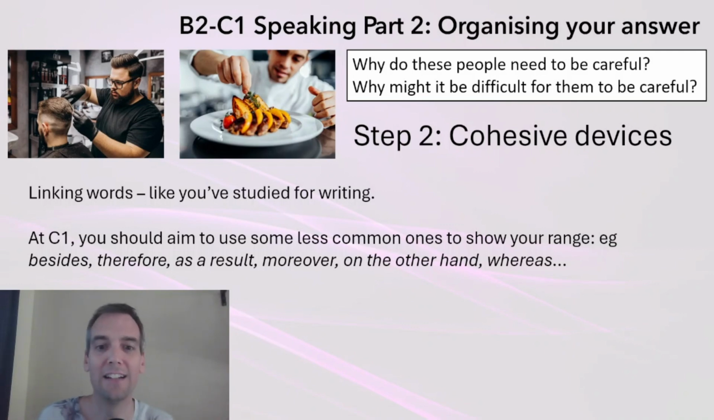Because maybe and is not quite the same as besides. You're implying that it's slightly more emphasis on it. And besides, it's not just that, it's also that. So there's a bit more nuance on some of these linking words, which is why they're useful for organizing your answer. So what does that mean for photos like this?